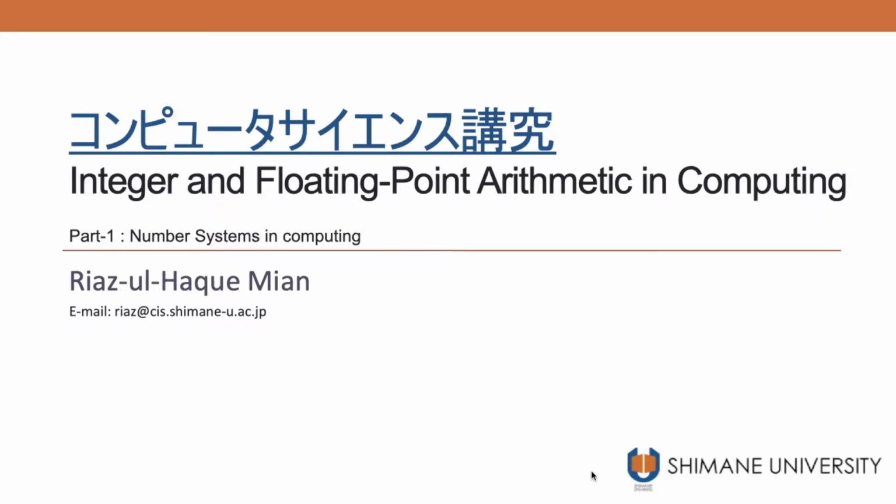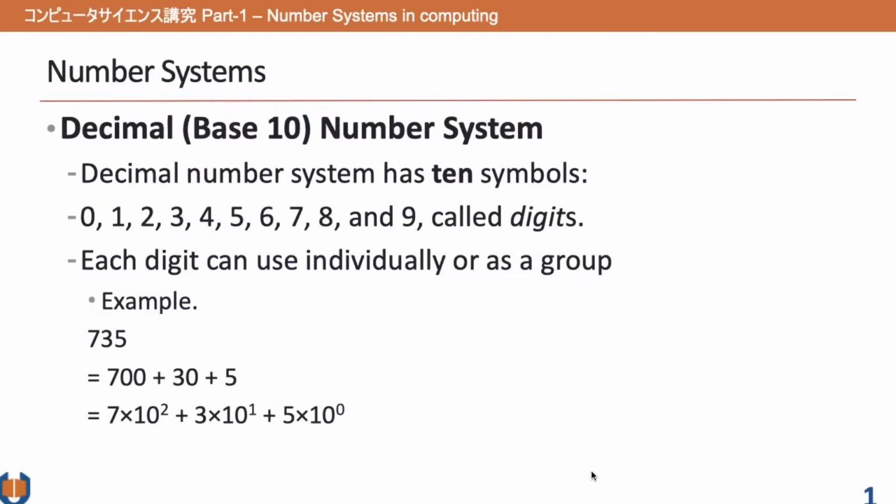Well, as I said, we have three parts. The first part contains the basics of a number system, its conversion, and the presentation in a computer. The second and third parts are binary and decimal floating point arithmetic respectively. So first of all, let's introduce ourselves to the number system.